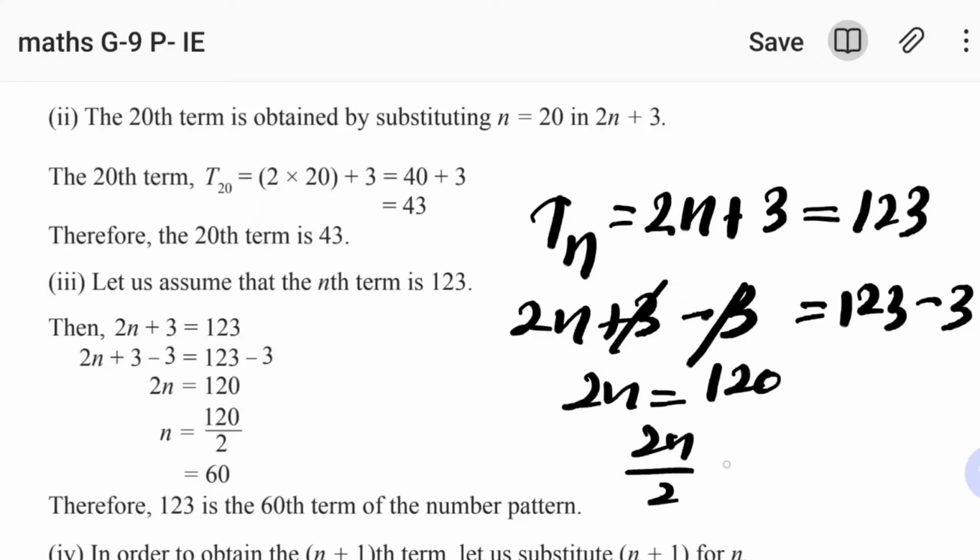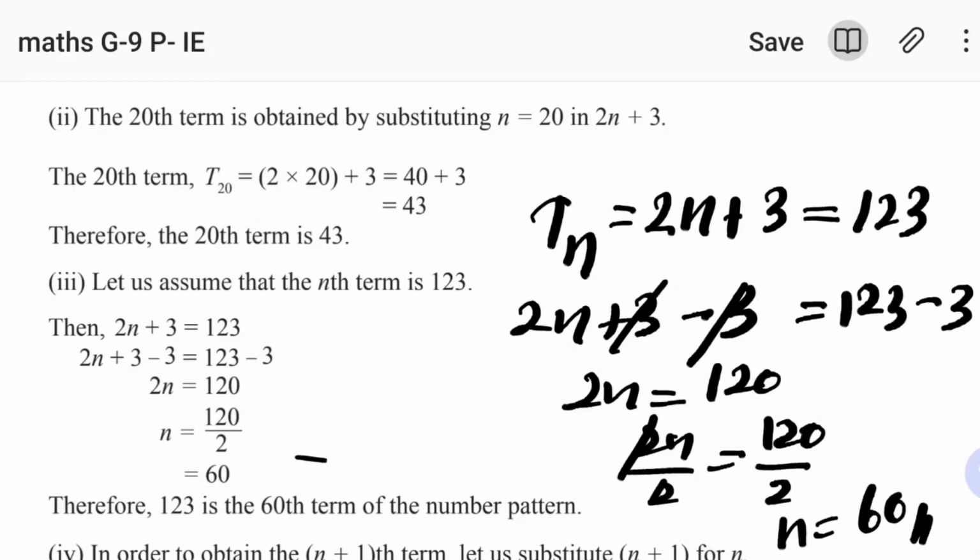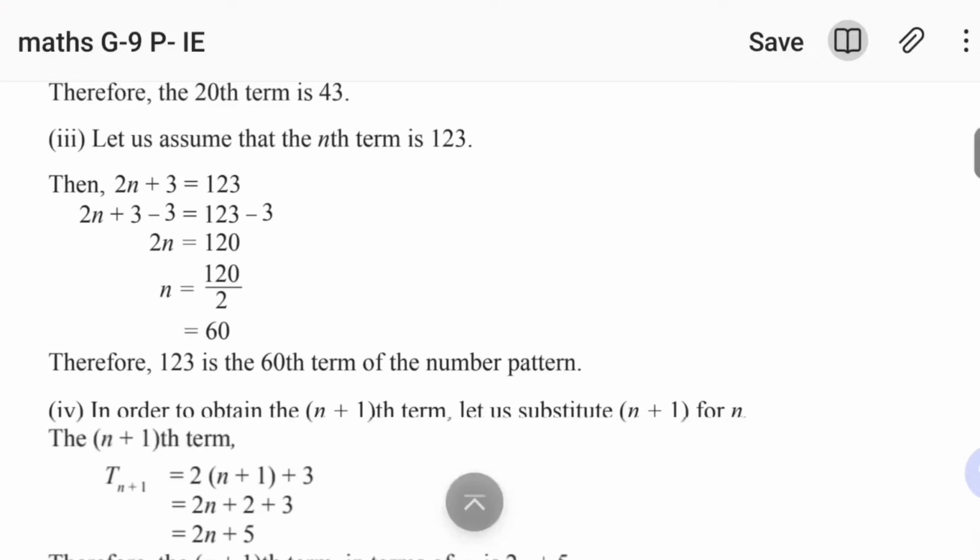Then we divide both sides by 2 so that we can take this off. So n becomes 120 divided by 2, which is 60. So that's how this 60 came about. Right, so let's go down.